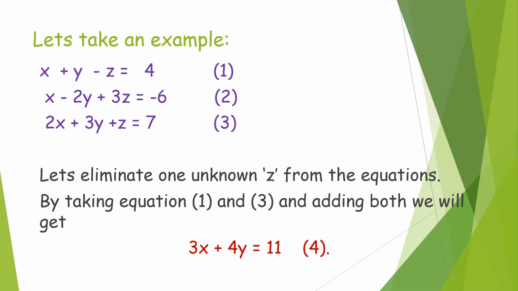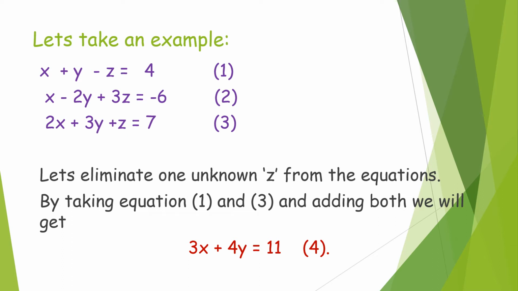Let us take an example and try to solve a simultaneous equation in 3 unknowns. Here I have taken 3 equations 1, 2 and 3. The first equation is x plus y minus z is equal to 4. The second one is x minus 2y plus 3z is equal to minus 6. The third equation is 2x plus 3y plus z equal to 7. Now there are 3 unknowns in these equations, x, y and z.